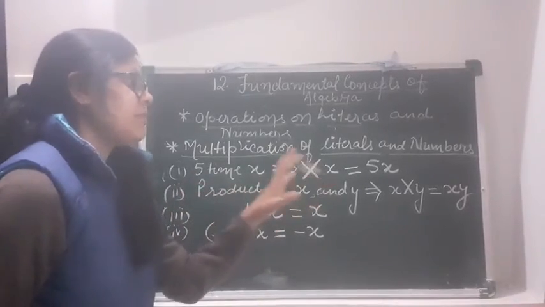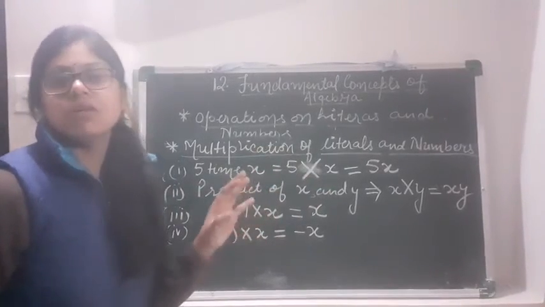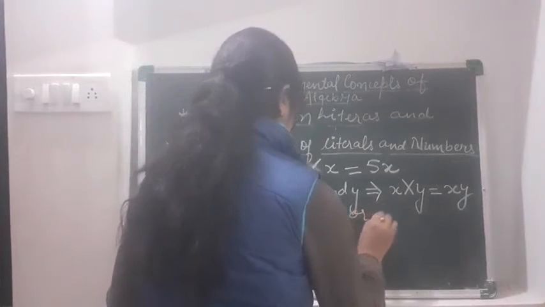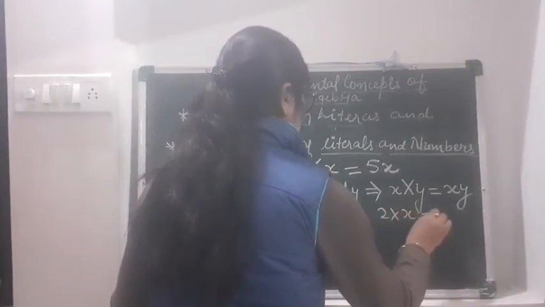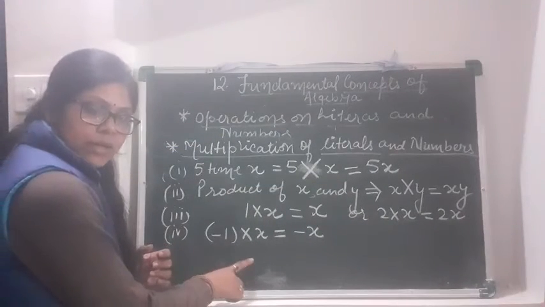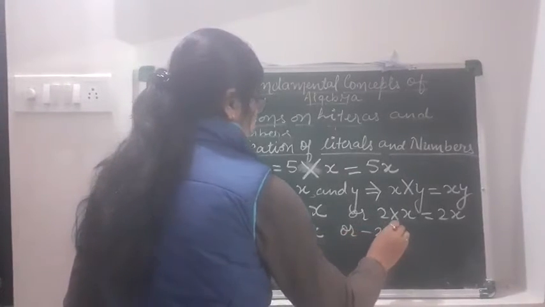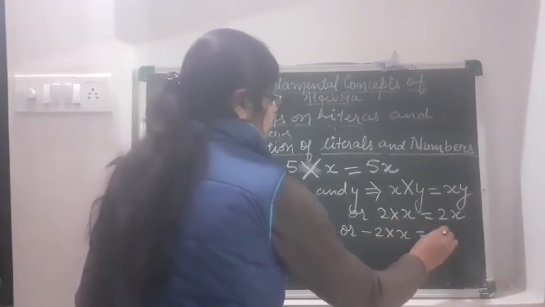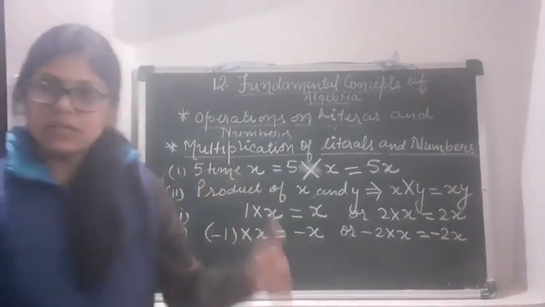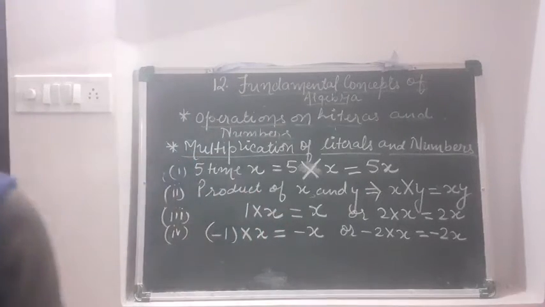So 5 times x means 5x. Product of x and y means x into y, xy. A number multiplied by x, if it is given 2 into x, that means 2x. A negative number into x means minus x, or we can see minus 2 into x, what will come? Minus 2 as it is and x. This will be the answer. Is it clear? Okay, so product. Now come to division.